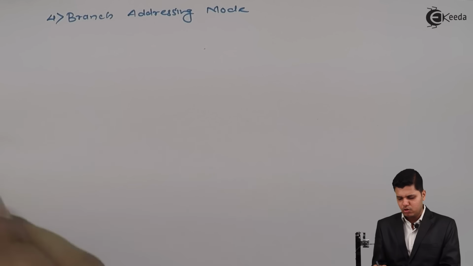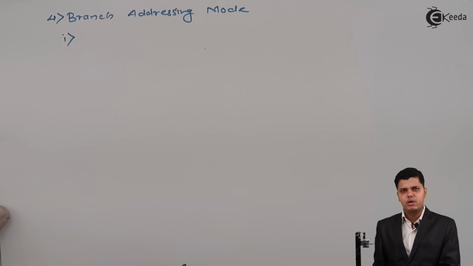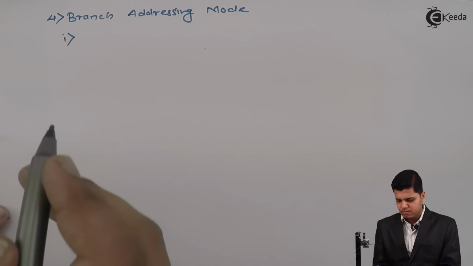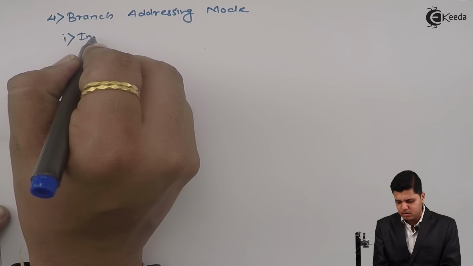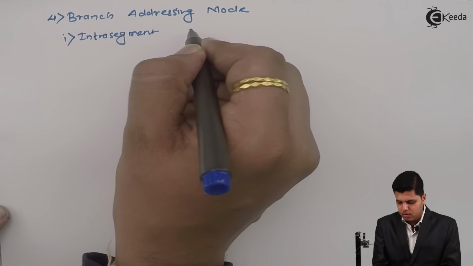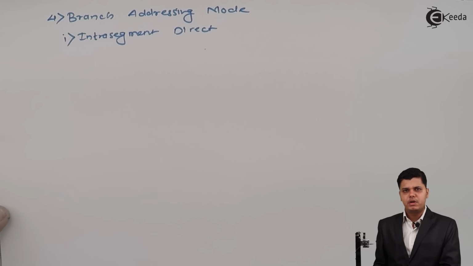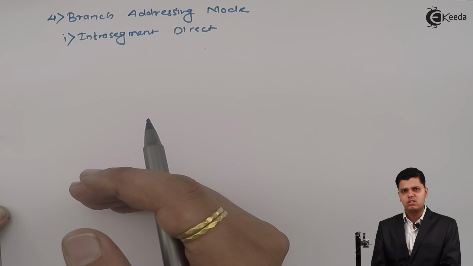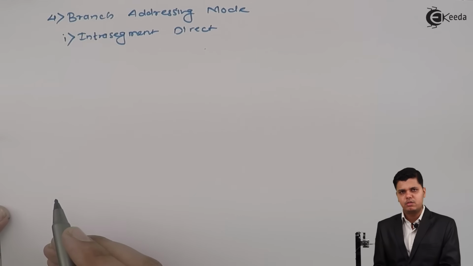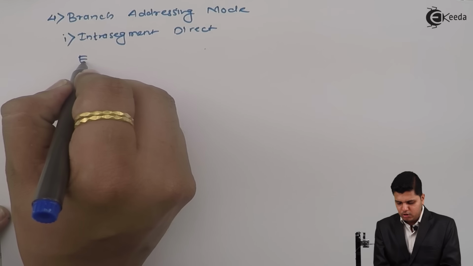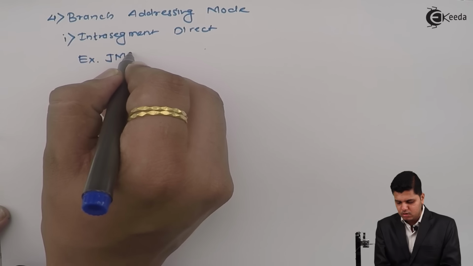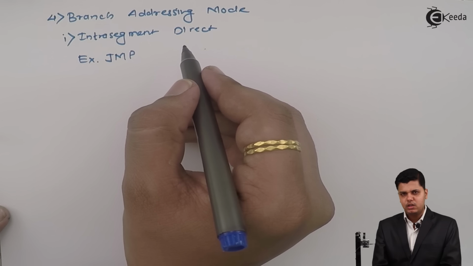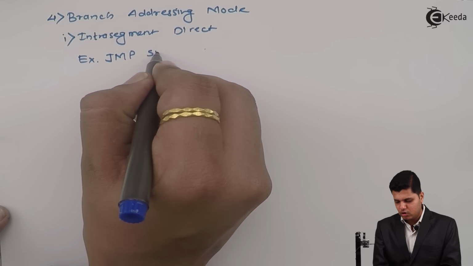Now in branch addressing mode, different types of branching are required. Firstly, intra-segment direct. Intra-segment direct means the sequence of the program changes within the segment itself. Whenever there is no change in the segment after changing the sequence of the program, it comes under intra-segment direct. The mnemonic for the jump instruction is JMP, and when we provide the direct address to that, we can provide a short label.